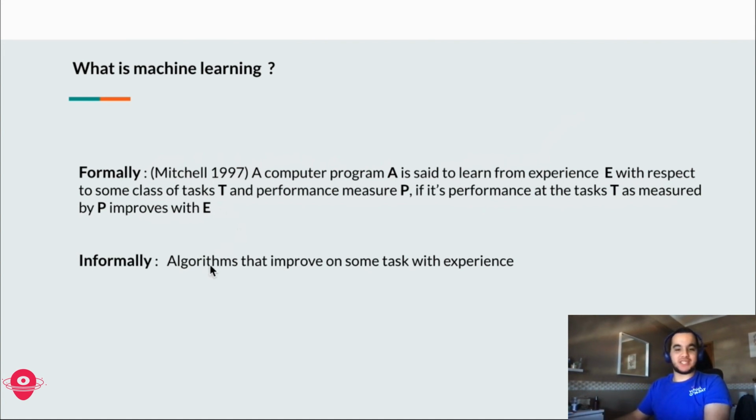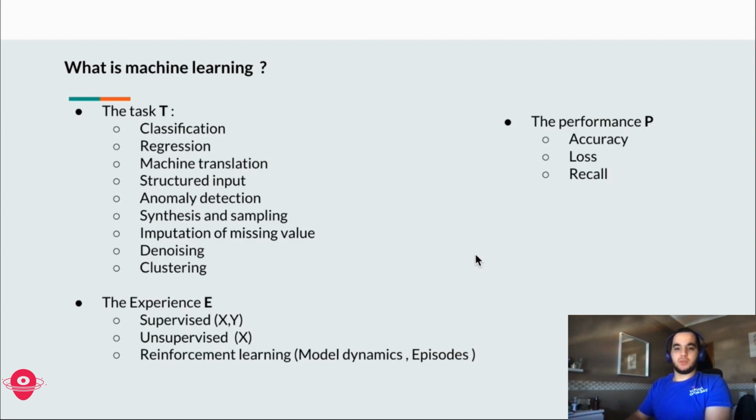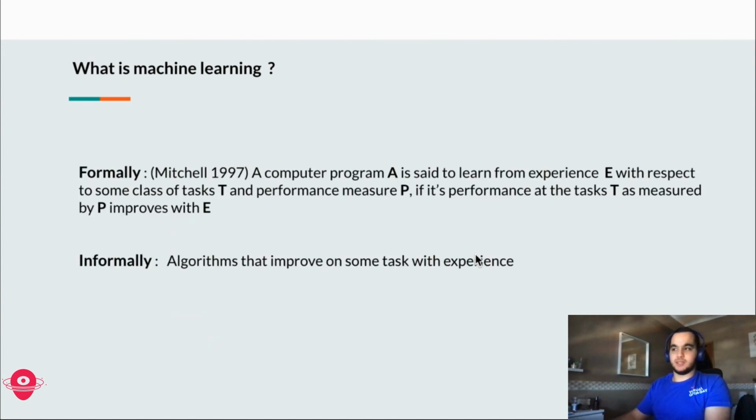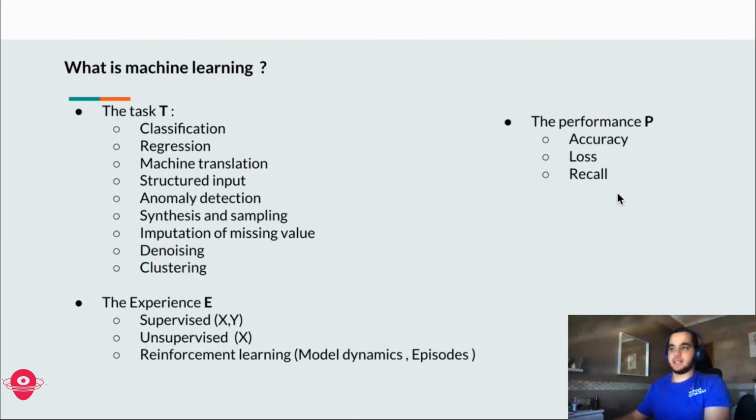So informally, you can just say that machine learning is all about algorithms that improve on a certain task using data. This is how you look at it in the grand scheme of things. Let's now look at defining those keywords that we talked about in this definition. So we do have the A, the E, the P, and the T. Let's talk about these in detail in the next slide.